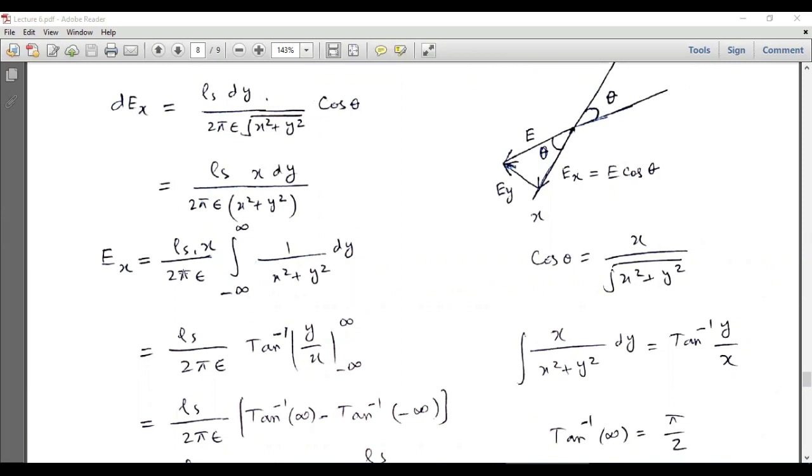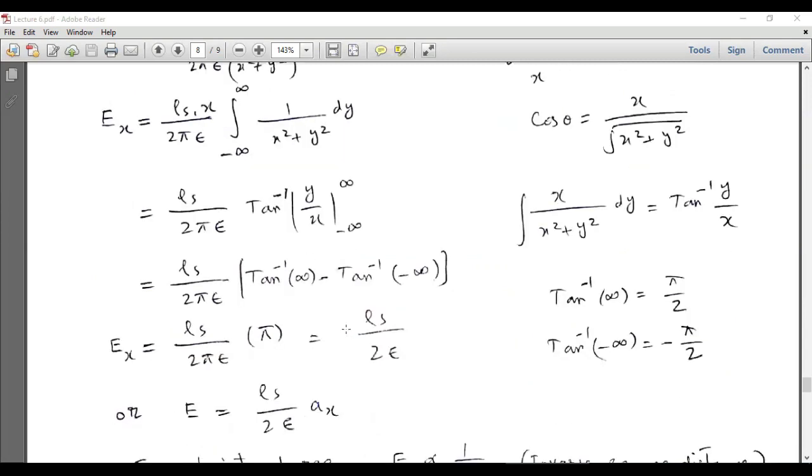Now we just have to integrate this expression, and this integration is very simple. Ex will be equal to rho s x divided by 2 pi epsilon, integration from minus infinity to plus infinity of dy over x squared plus y squared. And we know that the integral of x over x squared plus y squared dy is equal to tangent inverse y over x. So we will just write tangent inverse y over x from minus infinity to plus infinity, and it is rho s over 2 pi epsilon times tangent inverse infinity minus tangent inverse minus infinity. Tangent inverse infinity is equal to pi by 2, and minus tangent inverse minus infinity will also be equal to pi by 2. So it will become pi, and at the end we will get rho s over 2 epsilon.